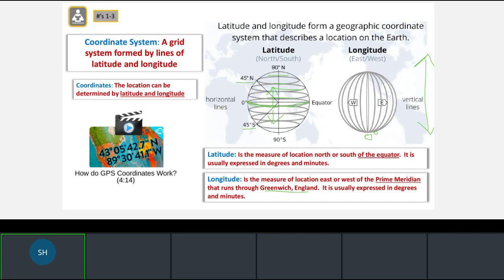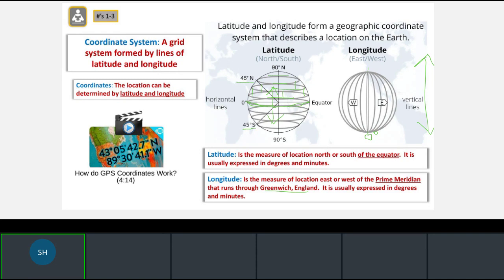Lines of longitude actually get closer and closer together at the top and at the bottom of the globe, where lines of latitude stay the same. These are actually also known as parallels. Latitude lines are known as parallels because they stay the same distance apart here and here and here and here and here as they do anywhere else, where the lines of longitude are different.